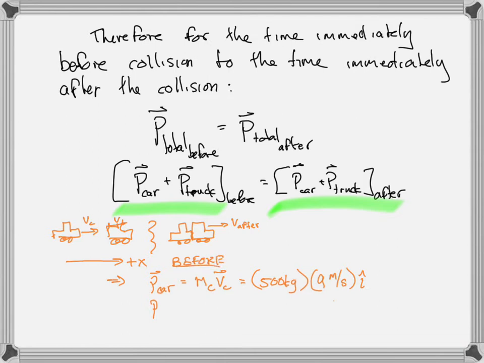And the momentum of the truck before the collision is equal to the mass of the truck times the velocity of the truck before the collision. And that is equal to the mass of the truck, 1,000 kilograms, times the velocity of the truck, 0, which equals 0. After the collision, we've got momentum of the car equals the mass of the car times the velocity of the car after the collision.